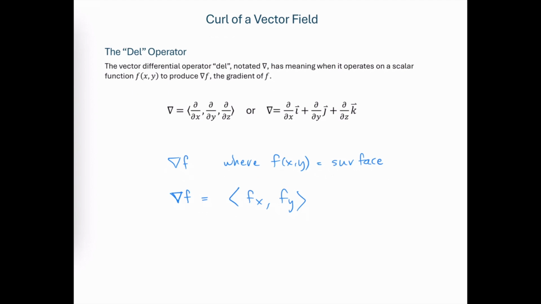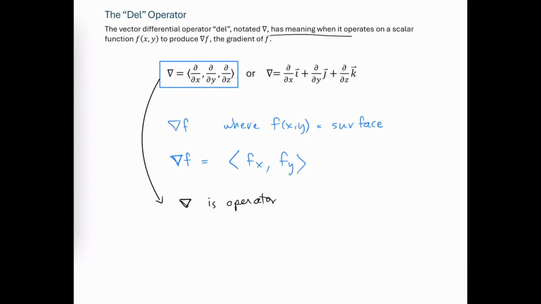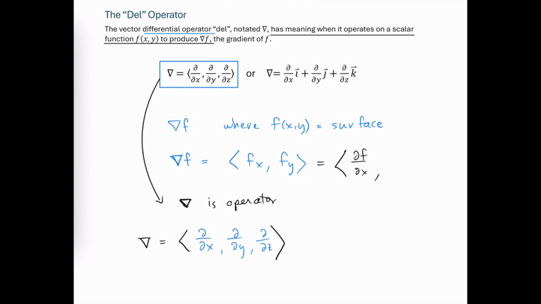So now let's isolate this del operator and define it by itself independent of that surface function. And this del operator has meaning when it operates on either a scalar function, which we've already seen with the gradient vector, but it can also operate on a vector field. Now this del operator is called a differential operator because what it does to the surface function or vector field that it's operating on is that it calculates partial derivatives. So what this del operator did to our surface function was it calculated the first partial of f with respect to x and the first partial of that surface function with respect to y.